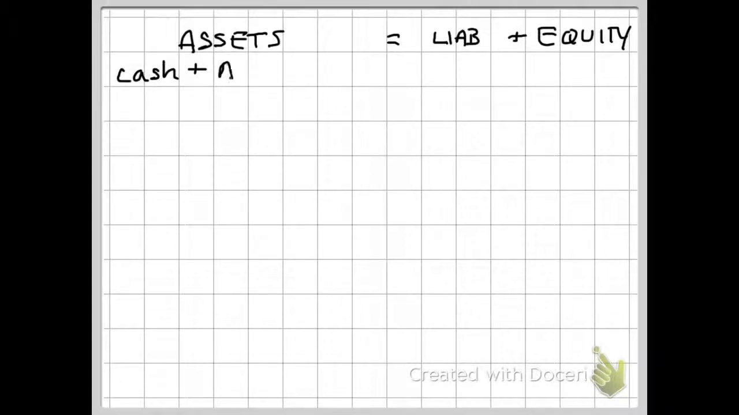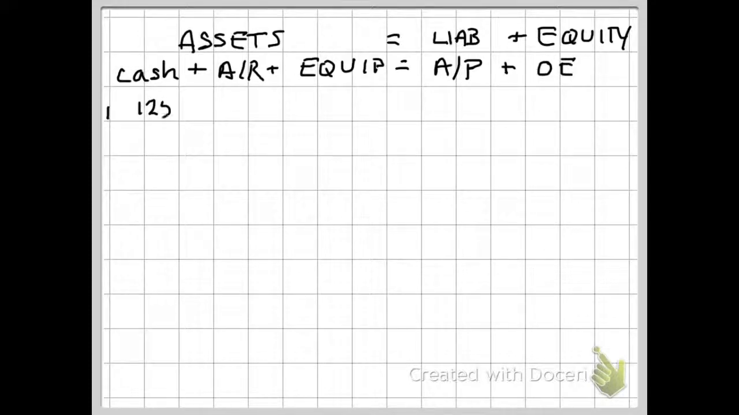Now we come to the accounting. The accounting equation is assets equals liabilities plus equity. And in this case, our assets are going to be cash plus an accounts receivable and equipment. We won't have any liabilities. Normally we'd have accounts payable, but we will have owner's equity.